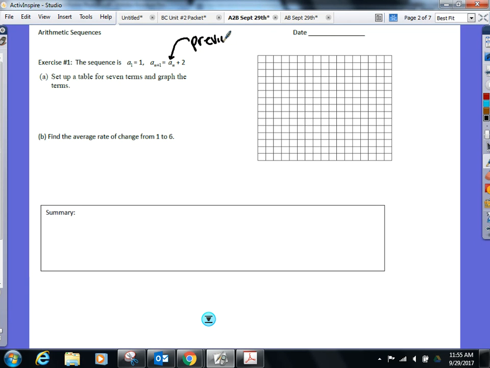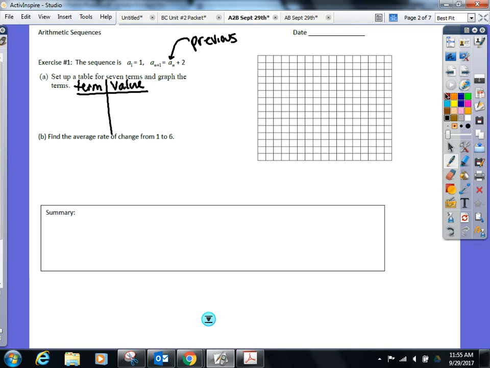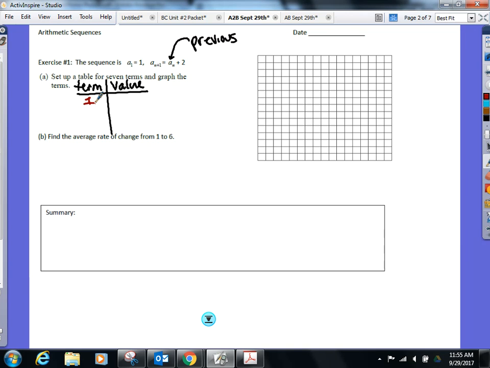So what I need you to do in your groups right now, let's list out a table. It'll be term and value. So the first term was what? What was our first term of this sequence? 1. I'll help you with the second term, and you guys go on to 7 for me. What's the second term? Well, what did the rule say? Take your previous term and add 2. So the first term was 1.